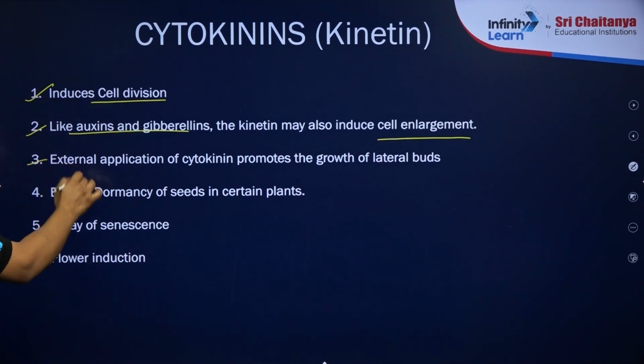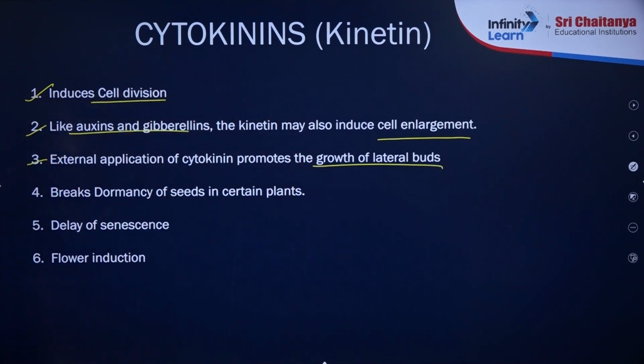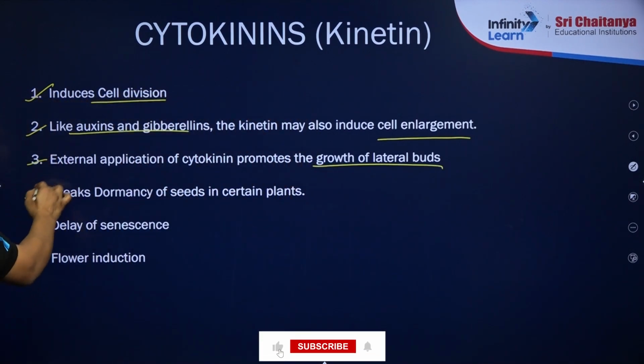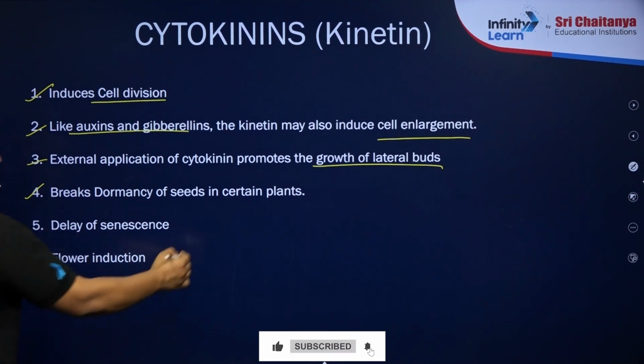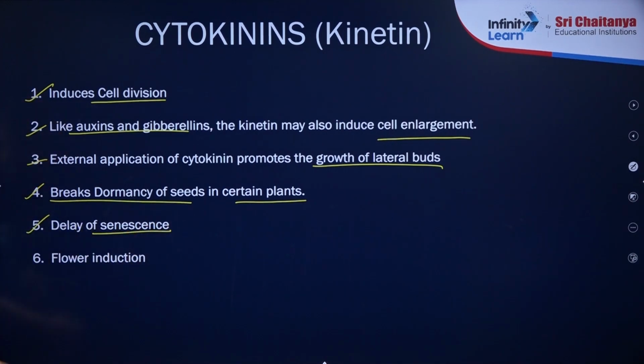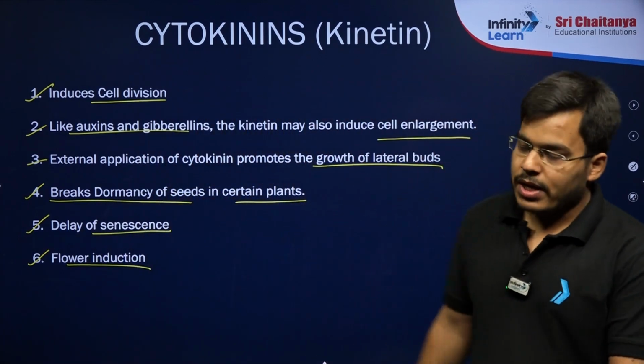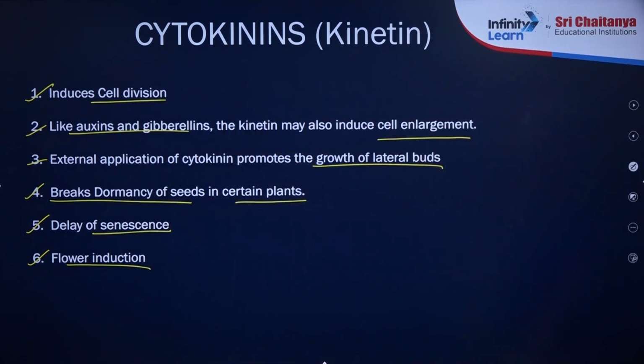Next, students, externally, if cytokinin is applied to the plant, it can help in the growth of lateral buds, unlike your auxin. After that, students, fourth point, it will be breaking the dormancy of seed in certain plants. So in certain plants, dormancy of the seed can be broken by the cytokinin. It will be helping in the delay of senescence. The aging process will be reduced. It will be delayed by the cytokinins, and flower induction, flower formation will be initiated by the cytokinins. So our cytokinin will be helping.